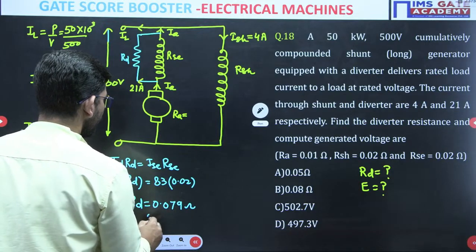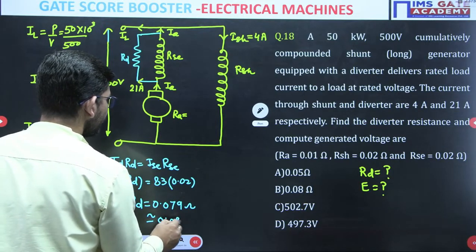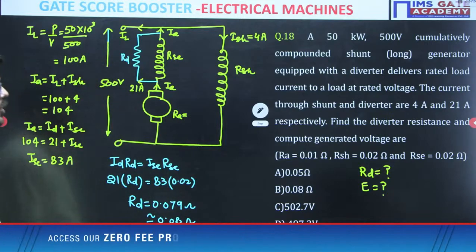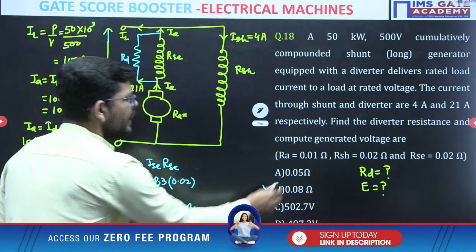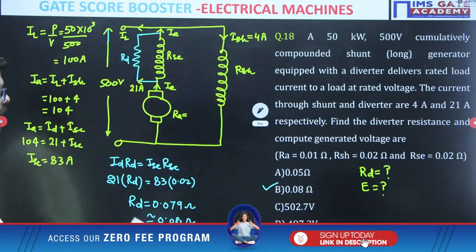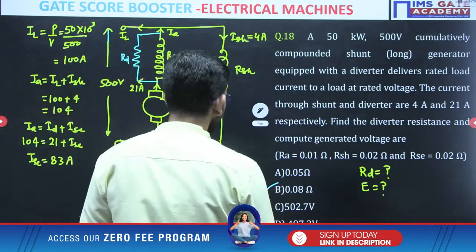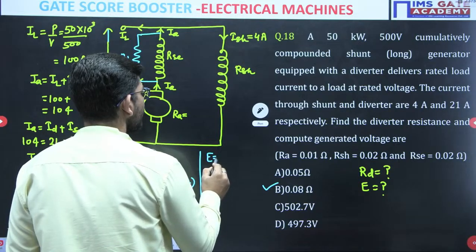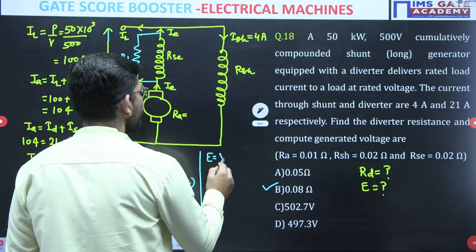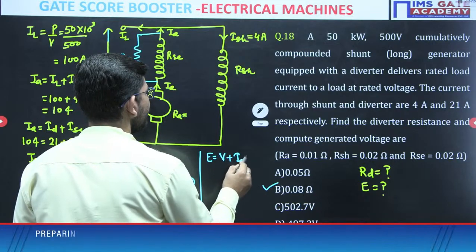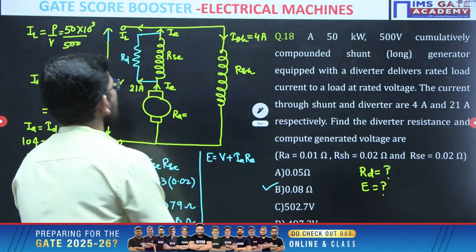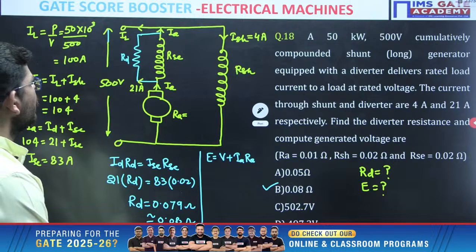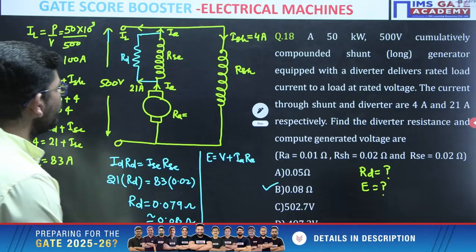Okay, or approximately it is 0.8 ohm. So you calculated it is 0.8 ohm. Now we need to calculate E. So what will be E? E will be V plus IARA, right. E will be V plus IARA.